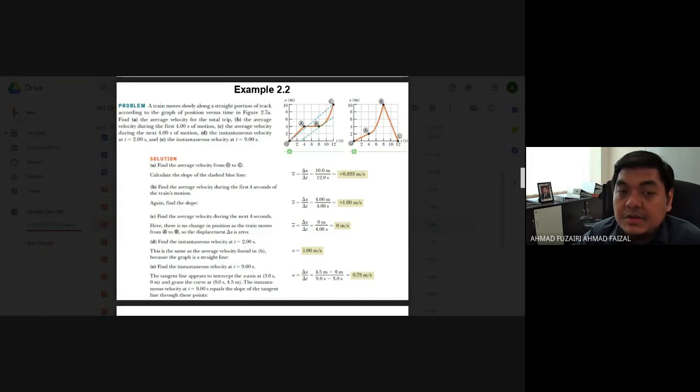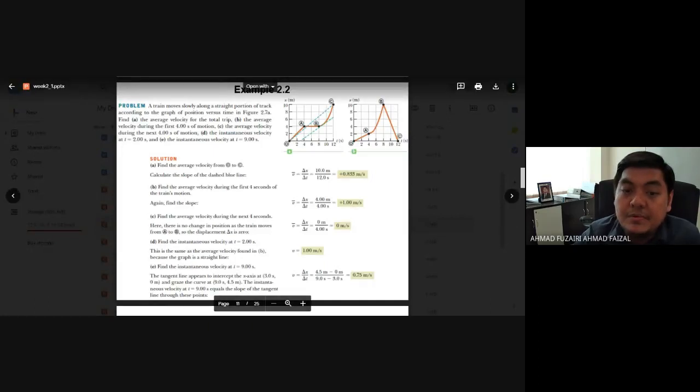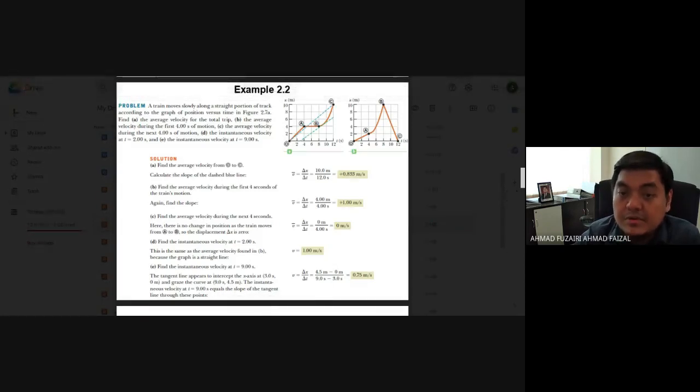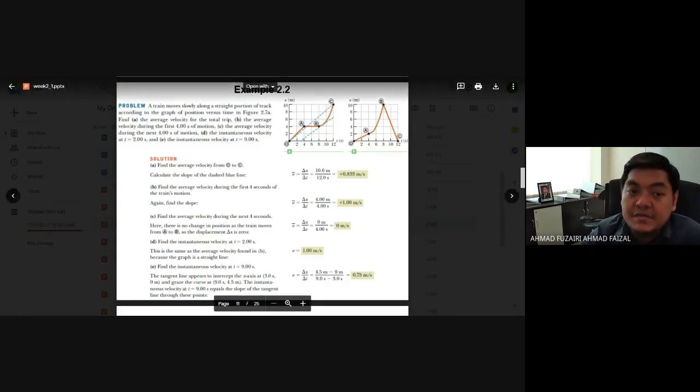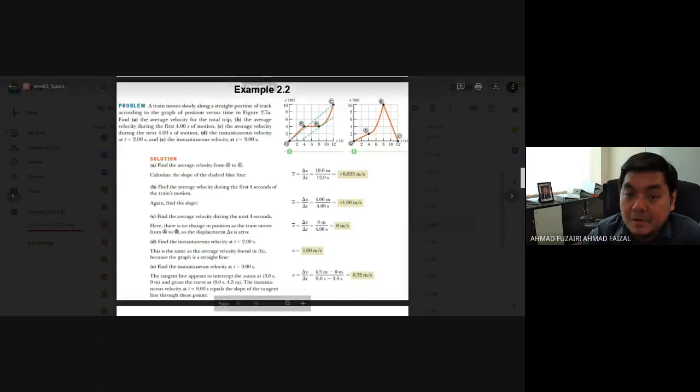The average velocity of the total trip. Okay, dapatkan value daripada berapa? 10 semua sekali kan, daripada 0 sampai 10. Time dia daripada 12 sampai 0. So that's why 10 bahagi dengan 12. Dapat value.